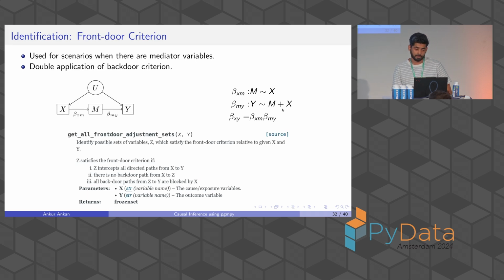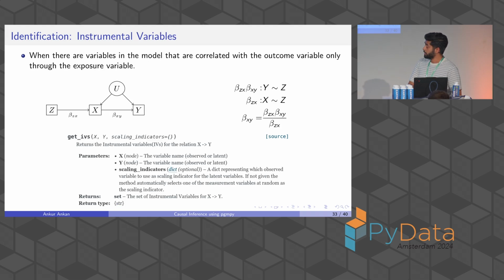Similarly, there's a bunch of these identification criteria, and there are new ones always coming up. Another one is front door, a very similar idea to backdoor, but it's a kind of double application of backdoor, and it works in a specific case when we have mediator variables in between the causal effect that we are interested in. There's another one, instrumental variables. It's again a special case where Z here can act as an instrumental variable, allowing us to estimate the parameter.